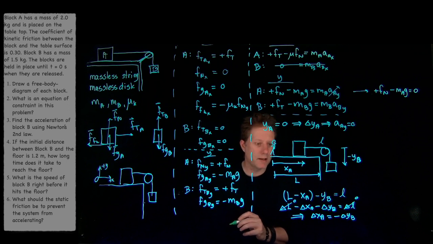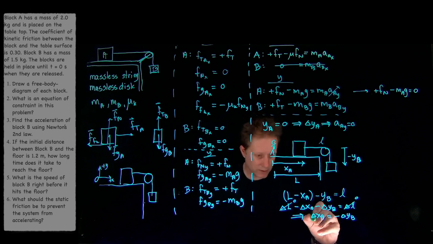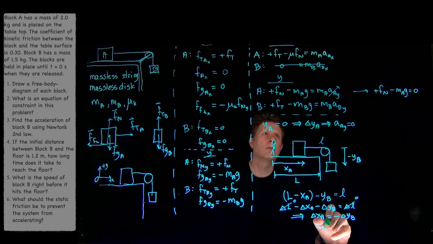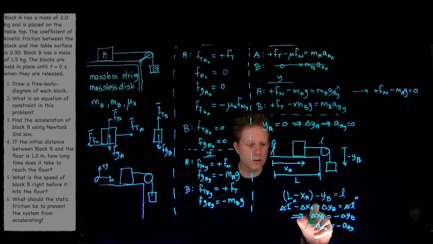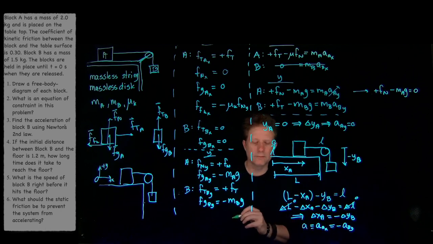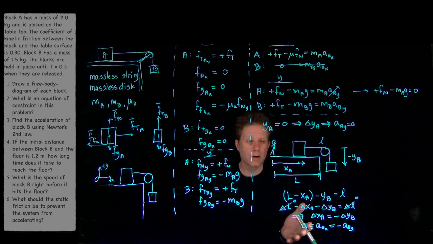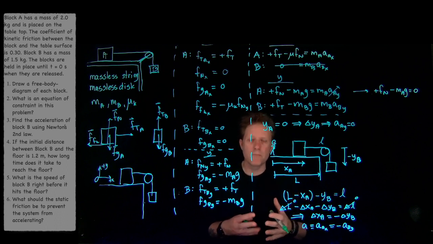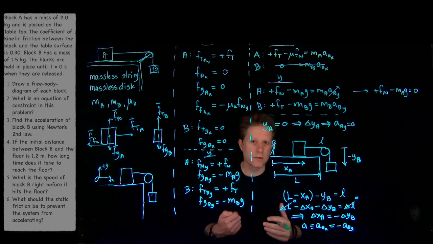And the implication of that is that the acceleration of box A in the x direction must be equal to the negative of the acceleration of box B in the y direction. So let's call it just A. This is an equation of constraint that's a little more complicated than what we've seen so far, but it's really how we solve a system that is connected or constrained to move in a certain way. So that's something we need to have practice with.